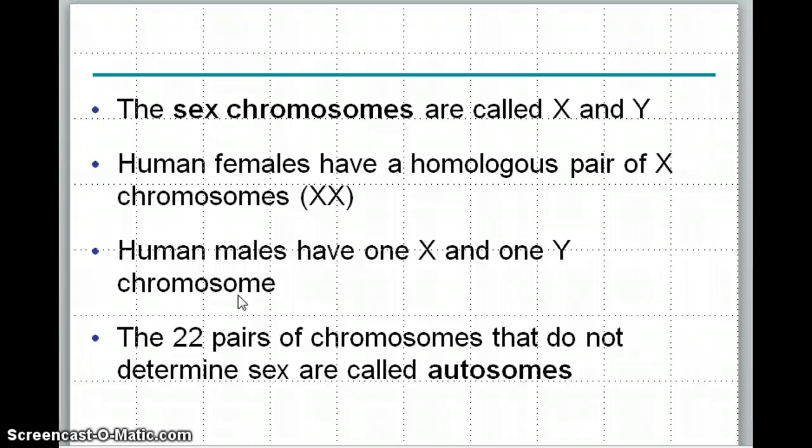Alright, remember your sex chromosomes are your X and your Y. Females have a homologous pair of X chromosomes, so females are XX, while males have an X and a Y, so males are XY. Alright, 22 pair of your chromosomes that do not determine your sex are your autosomes. Okay?